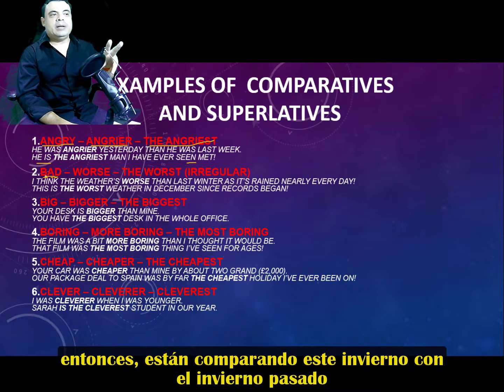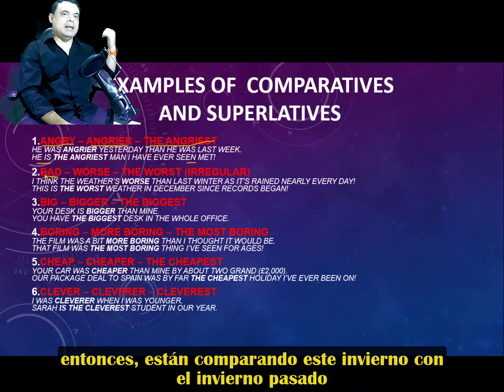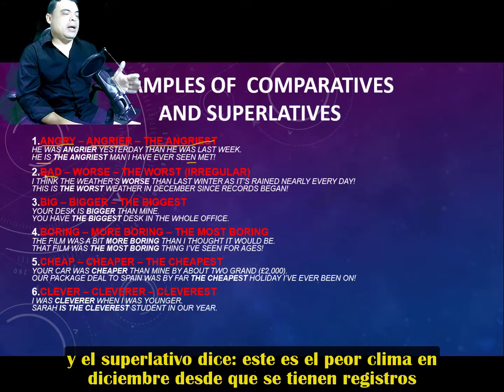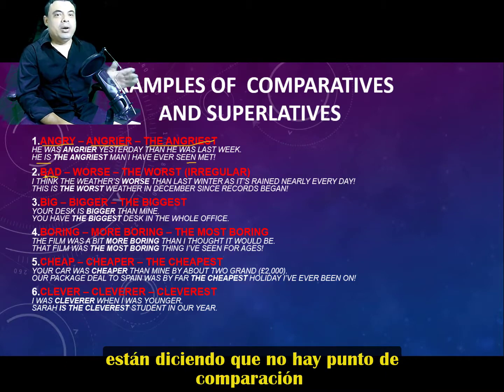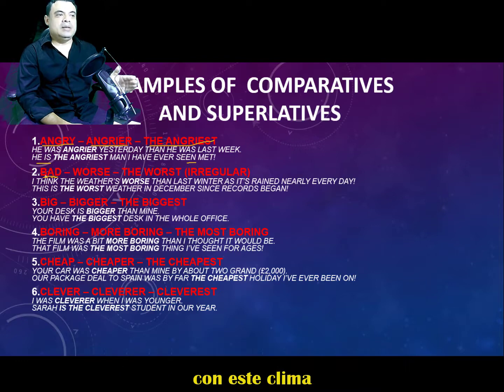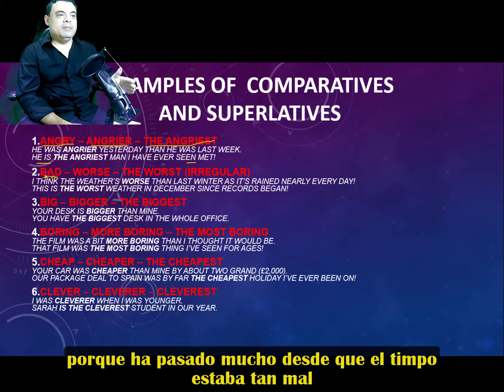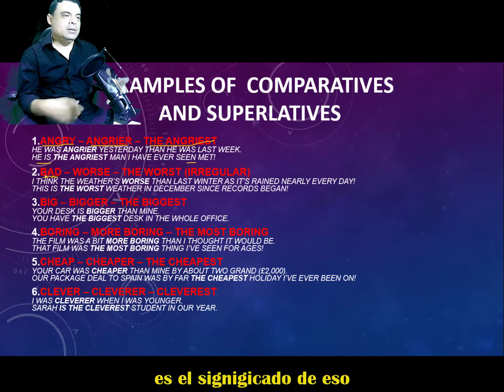So they are comparing this winter with the last winter. This winter is worse than the last winter. And the superlative says, this is the worst weather in December since the course began. So they're saying there's no point of comparison with this weather, because a lot of time has passed since the weather was so bad. That's the meaning of it.